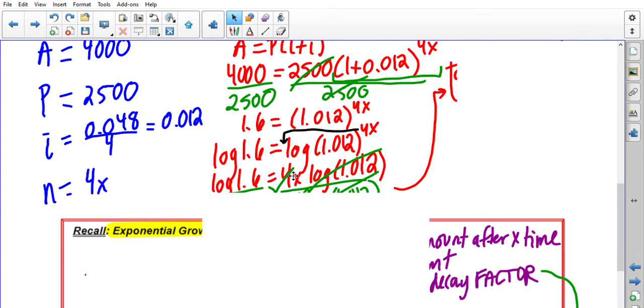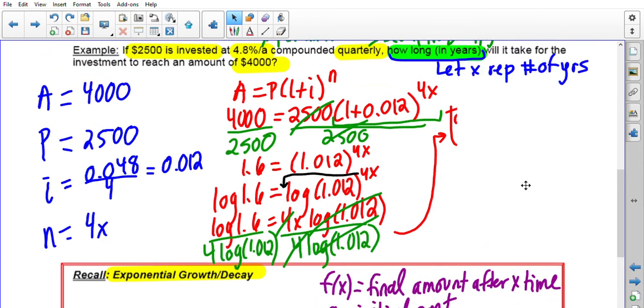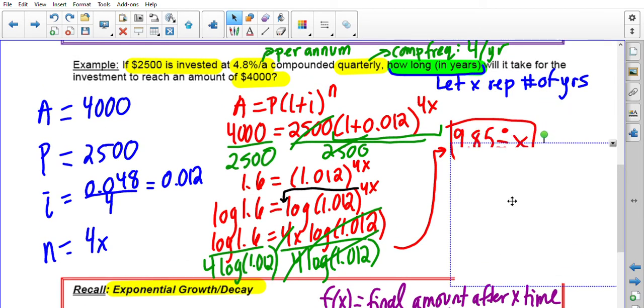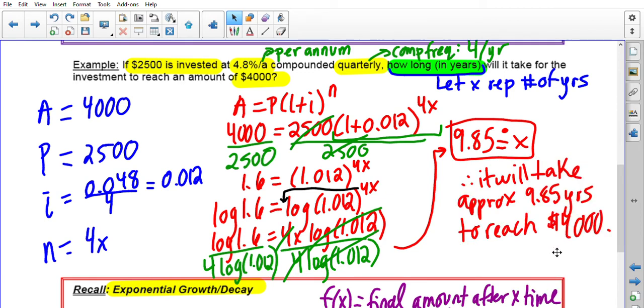Let's divide 4 and log 1.012 from both sides, because essentially we want x on its own. In your calculator you're typing log of 1.6 divided by 4 times log 1.012. You're just doing it all at once. Your final answer should be that x is approximately 9.85. Remember, x was number of years. So it will take approximately 9.85 years for the value to reach 4,000.